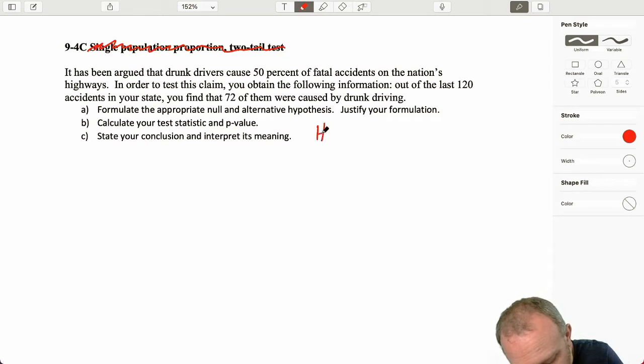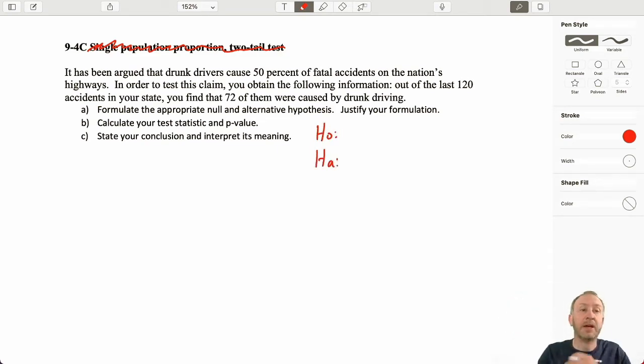This is always step one. Actually, I should take that back. There's a step that happens before this, and that's identifying what we are testing: means, proportions, later on standard deviations, variances, one population, two populations. Step one is really, what am I testing? Step two is then to formulate the appropriate test.